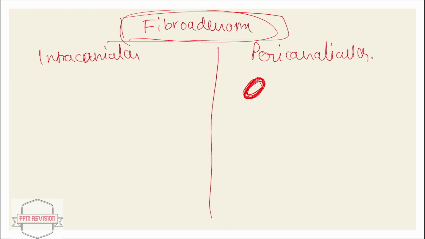Pericanalicular, it will be a ring-like structure with a nucleus here. Fine. Now there is the collagenic stroma that can be seen.